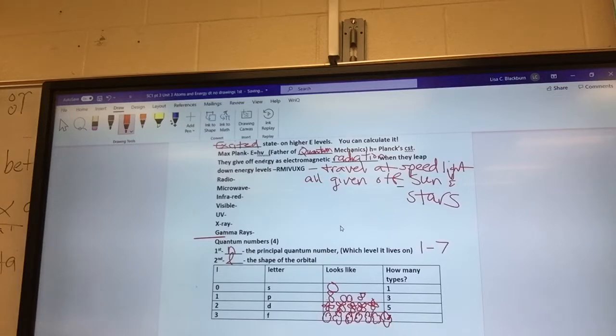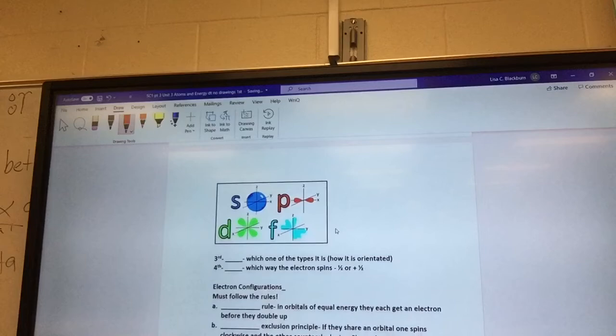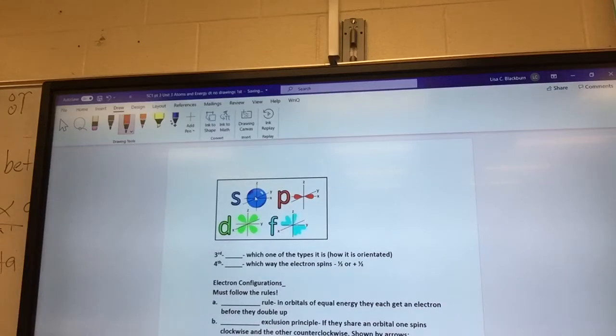Let's move on. Moving right along. All right, so here are good pictures. S, there's the sphere. P, see how it looks like a balloon twisted in half. D, fat plus. F, so many little bloops, it looks fuzzy. Do we feel better about it with that picture?